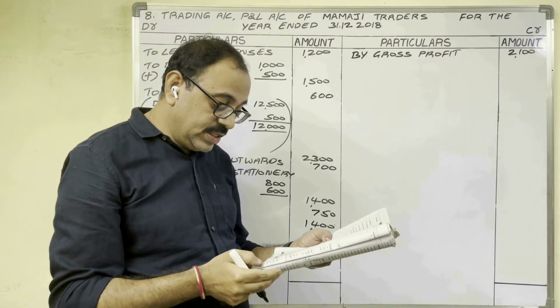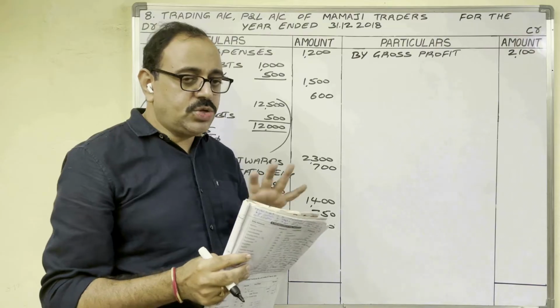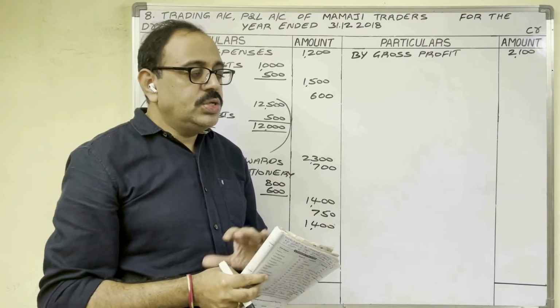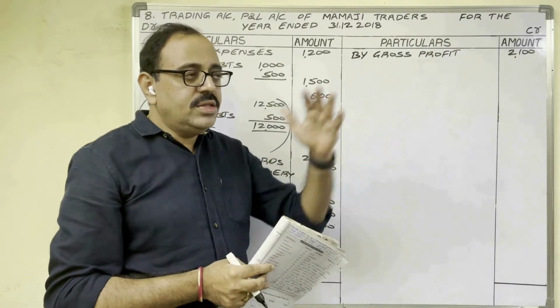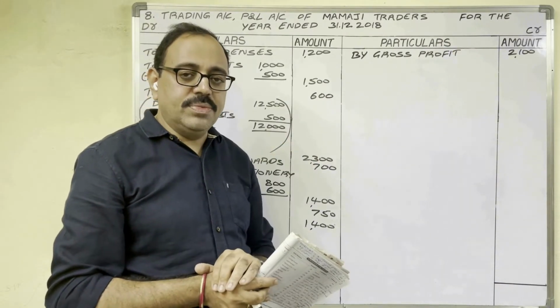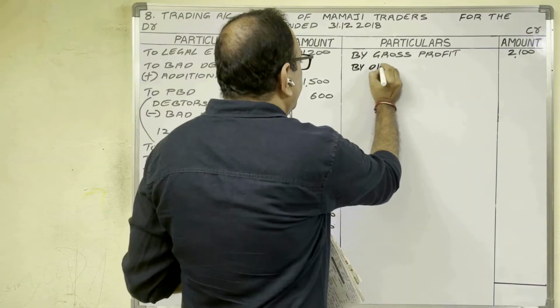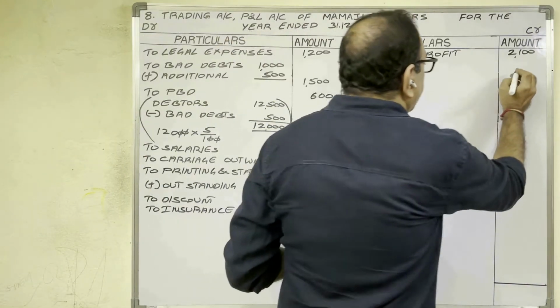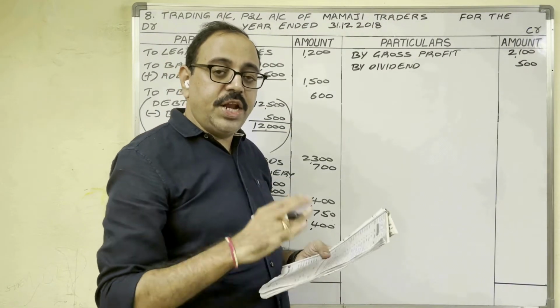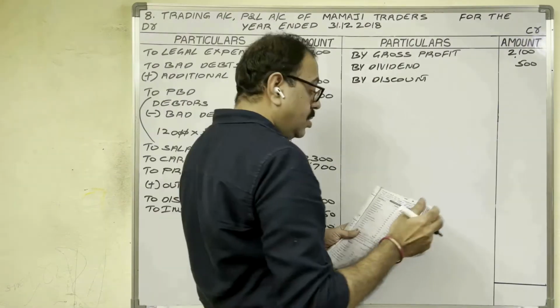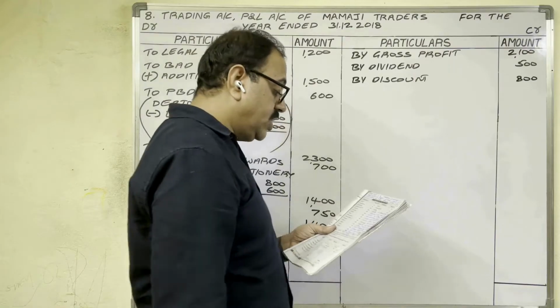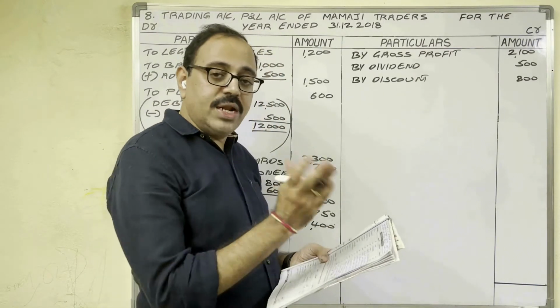See the credit column of trial balance. Capital, return, sales, dividend 500. This is sole proprietorship business now. So they purchased a public limited company's shares and they received dividend from that company. So credit side. By dividend 500 rupees. Discount. In credit column discount is given. Means discount received. Gain 800 rupees. Outstanding rent, creditors. Trial balance completed.